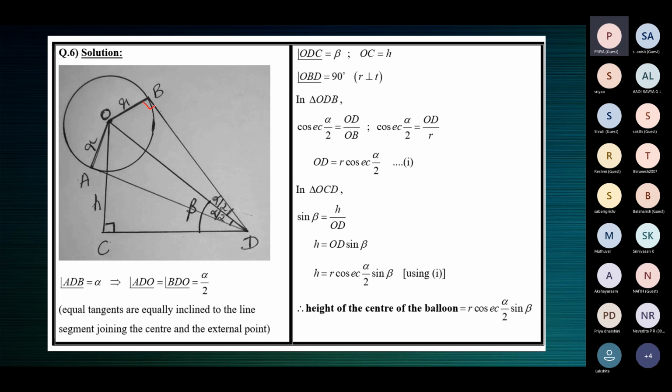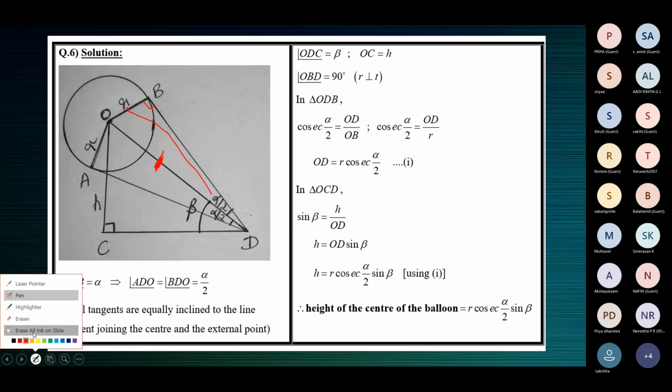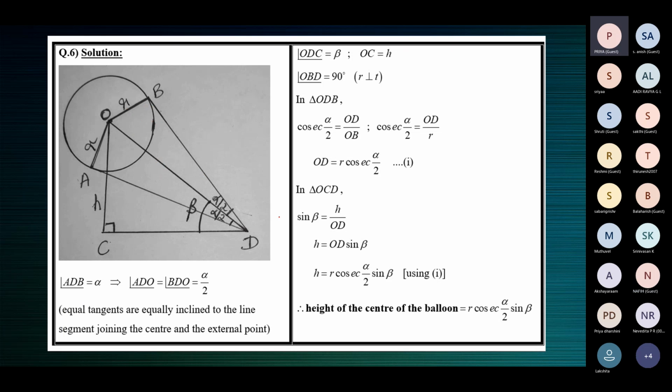This is the right angle. So this is the hypotenuse. And for alpha by 2, this is the opposite side. And we need to use cosecant alpha by 2 because that's what we have in the result. So cosecant alpha by 2.